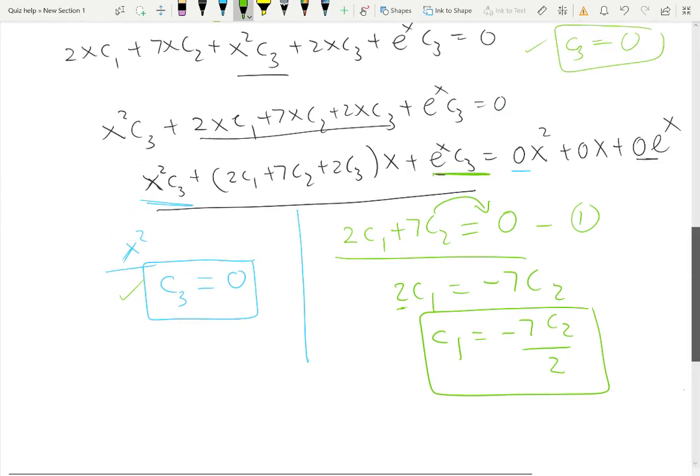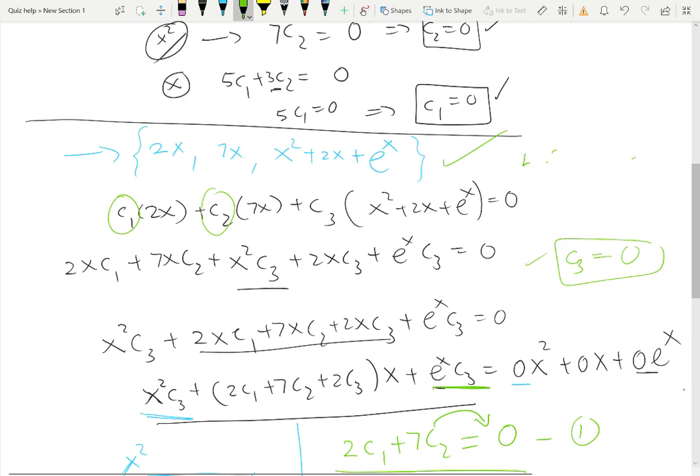So this is a linearly dependent set because C1, C2 and C3 all were not 0. Yes, C3 is 0, but C1 and C2 were not 0. Because of that, this is linearly dependent. If you want linear independence, you definitely need to have all three of C1, C2, C3 equal to 0. Alright, so that is how we use the definition.